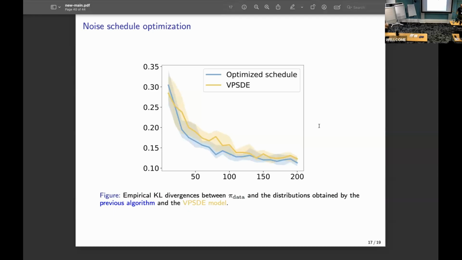And how did the final beta look for this example then? Very close to the cosine schedule. Okay. Yeah, well, that's nice, right? I mean, yeah, it's a proof of concept. Let's put it this way.